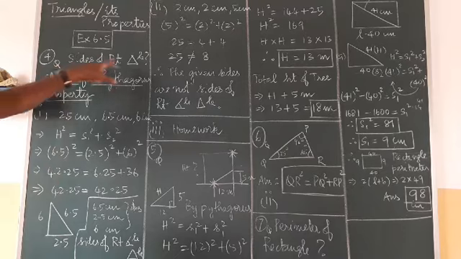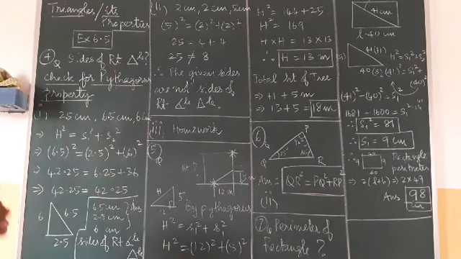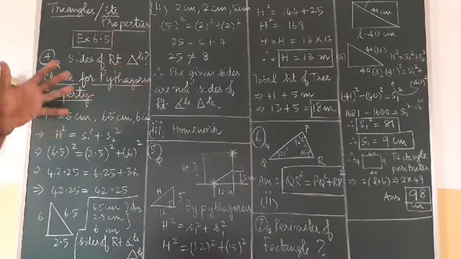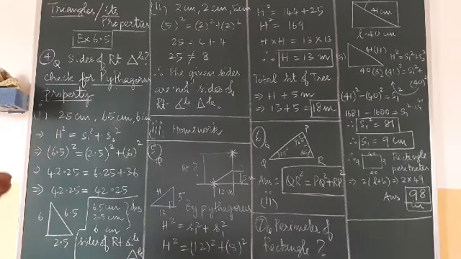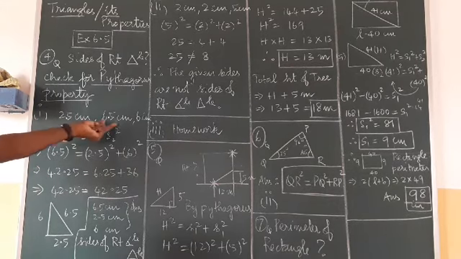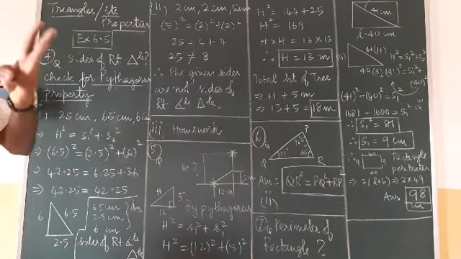Which are the sides of a right angle triangle? They are asking. Some 3 sides are given. You have to apply the Pythagoras theorem, the Pythagoras property, and find whether it is a right angle triangle or not. What is the first one? 2.5 centimeter, 6.5 centimeter, 6 centimeter, 3 sides are given.